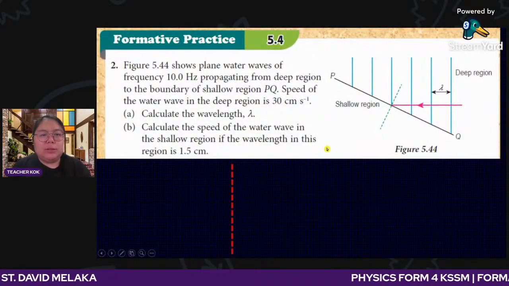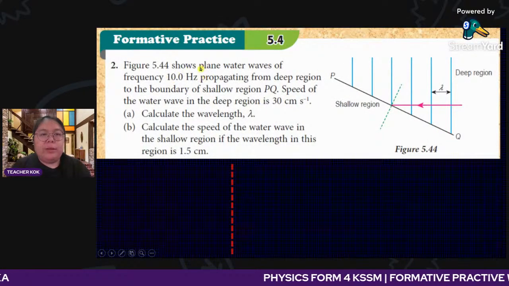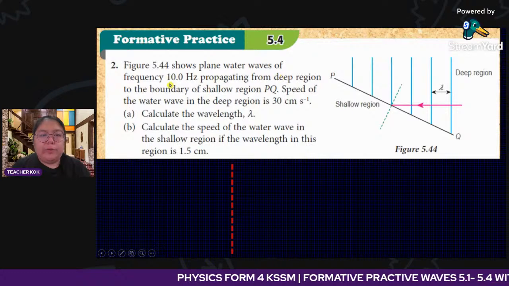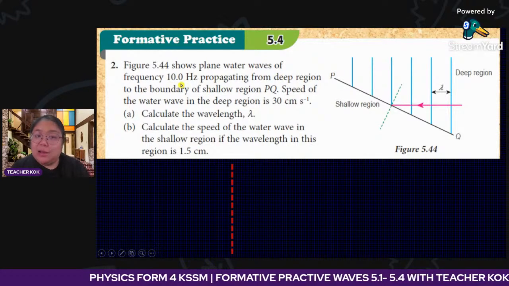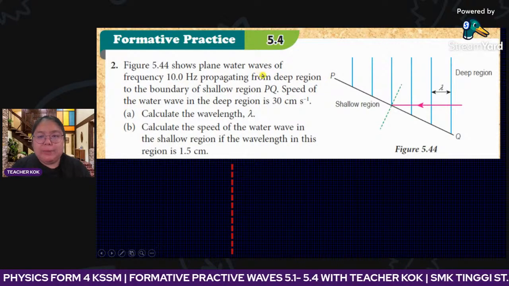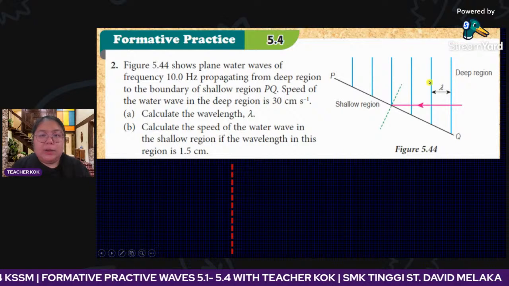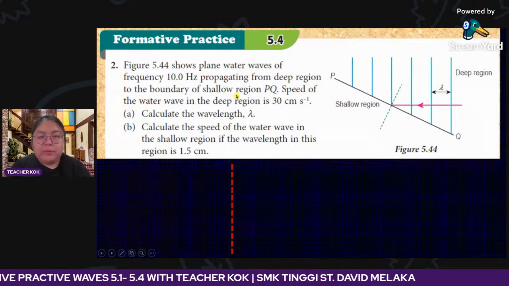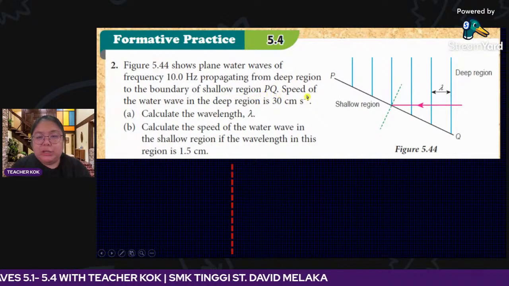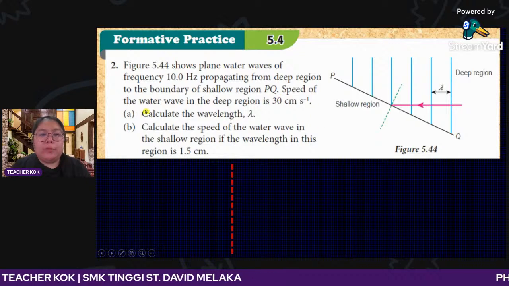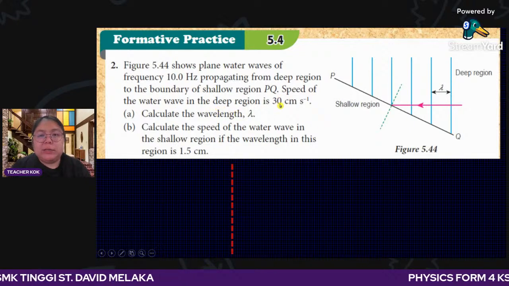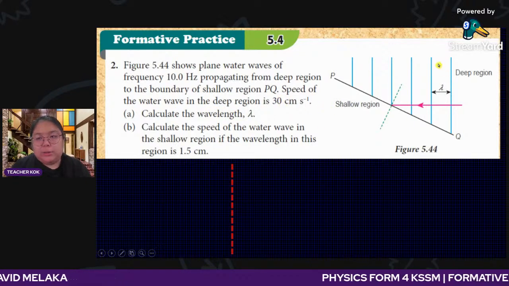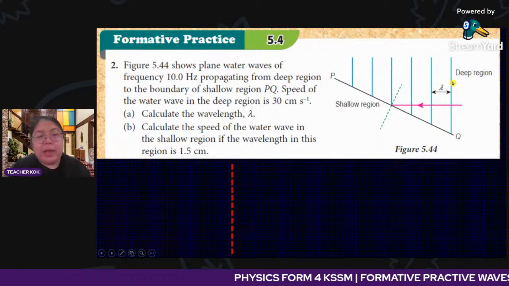Number 2 is calculations. From here, the question says the water wave of frequency 10 hertz is approaching from the deep region to the boundary of the shallow region, PQ. The speed of the water in the deep is 30 cm s^-1. So they give you all the info for the deep area.